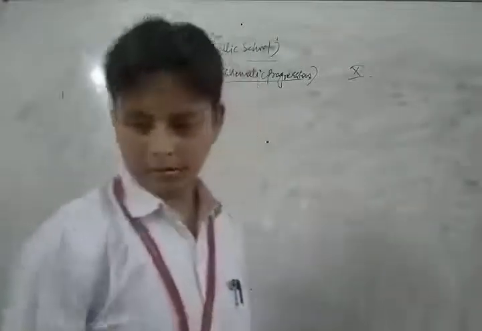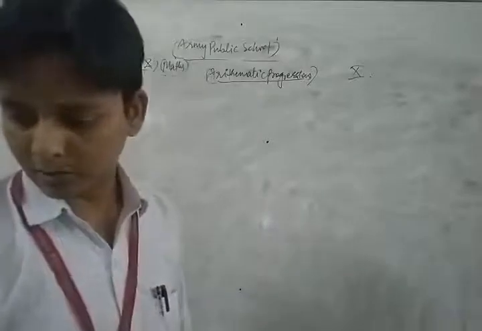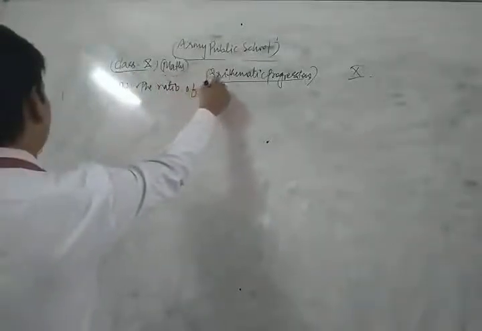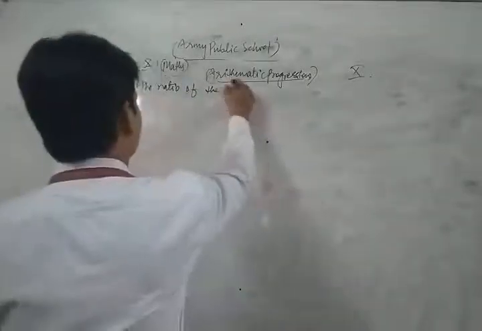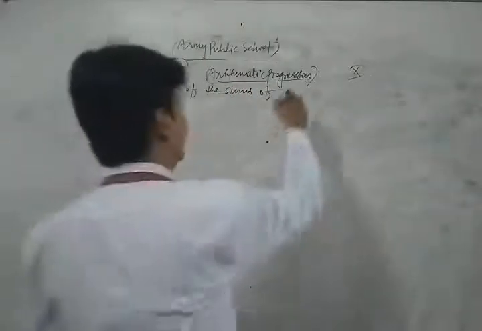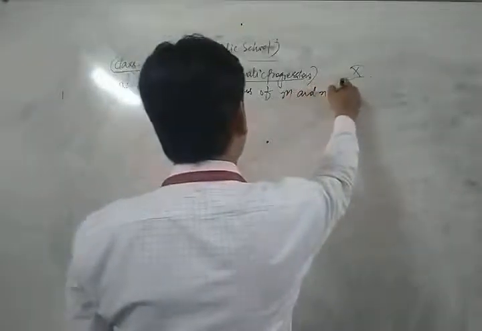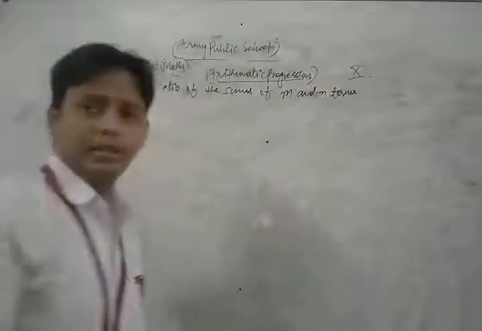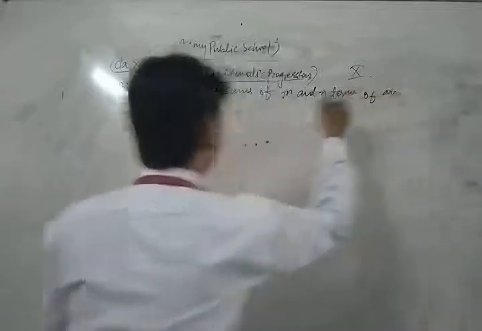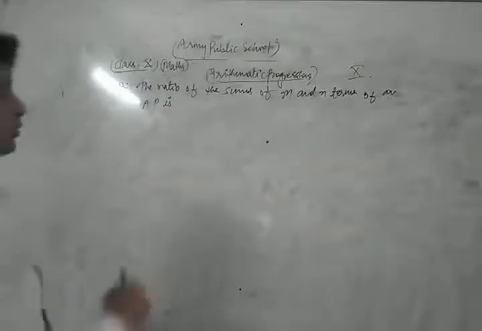Now, dear student, we take and solve some other important question based on the sum of n terms of an AP. Let's see. Your question is: the ratio of the sums of m and n terms of an AP is m square ratio n square.